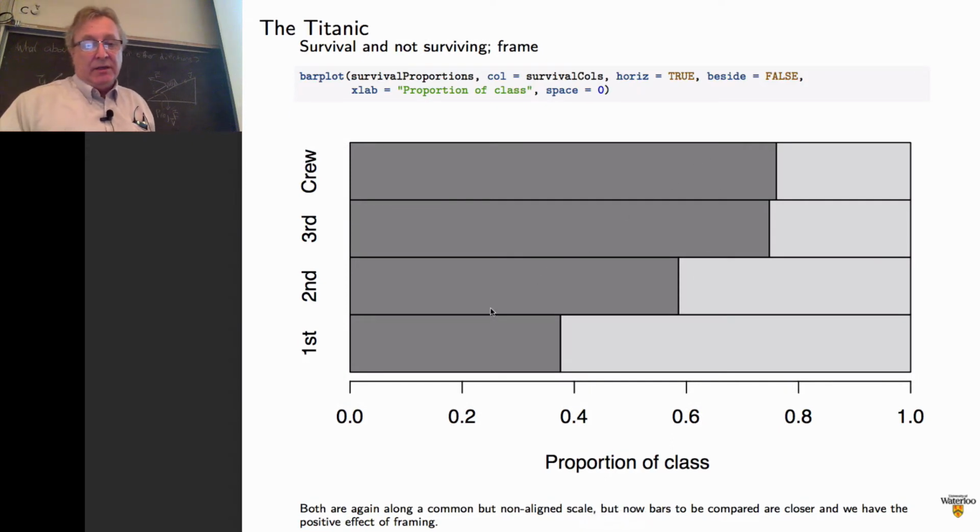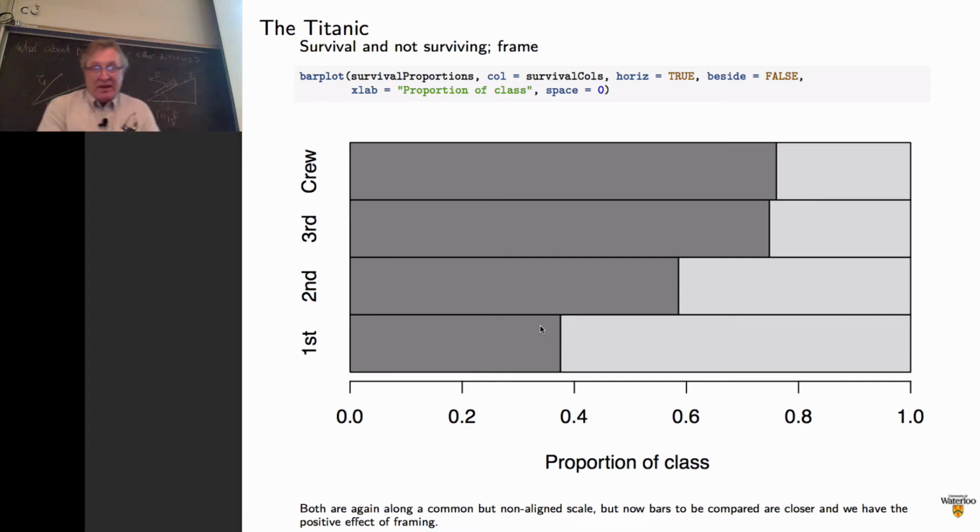I can see immediately, at once, the bar plot for those that do not survive and the bar plot for the proportion that do survive. And again, you can see just by the difference in the lengths of these various regions that there's quite a difference between third class and crew compared to either first or second class.